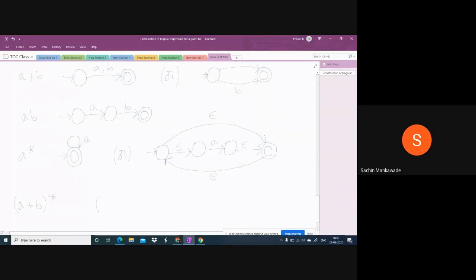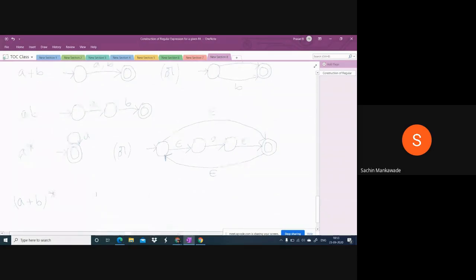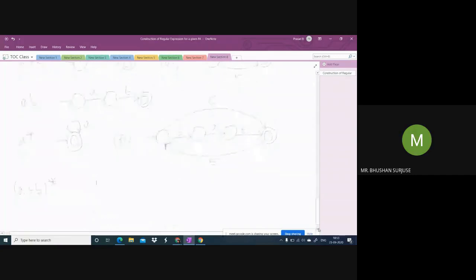What is the meaning of A plus B all star? All the possible combinations of A plus B, including epsilon, only A's, that is A, A square, A cube, and so on, only B's, B, B square, and so on, or any combination of A and B. Very good. Any combination of A and B.